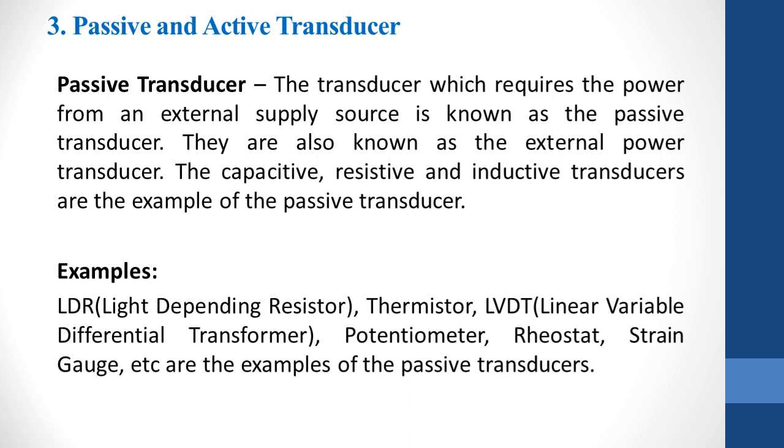We already know about the passive elements of a circuit, that is resistor, inductor, and capacitor are the passive elements. The same way, the resistive, capacitive, and inductive transducers are also passive transducers because they require an external supply for their operation. Other examples are LDR, light dependent resistor, thermistor, LVDT, potentiometer, rheostat, and strain gauge, which are examples of passive transducers.